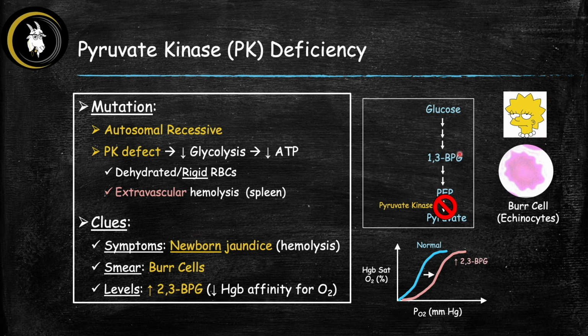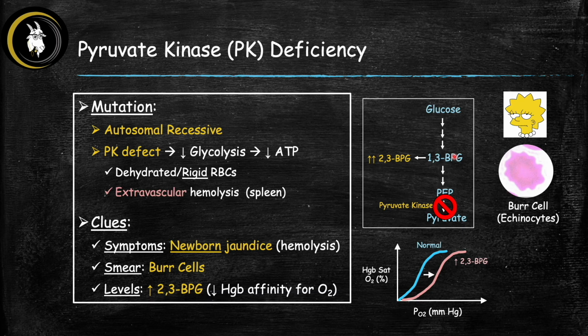The final clue has a biochemistry tie-in, which you need to know for step 1. Because glycolysis is stopped at the final step, the upstream substrates are going to build up, and 1,3-BPG right here is going to get converted to 2,3-BPG. So what you need to know is that pyruvate kinase deficiency leads to increased levels of 2,3-BPG. That's the main point.